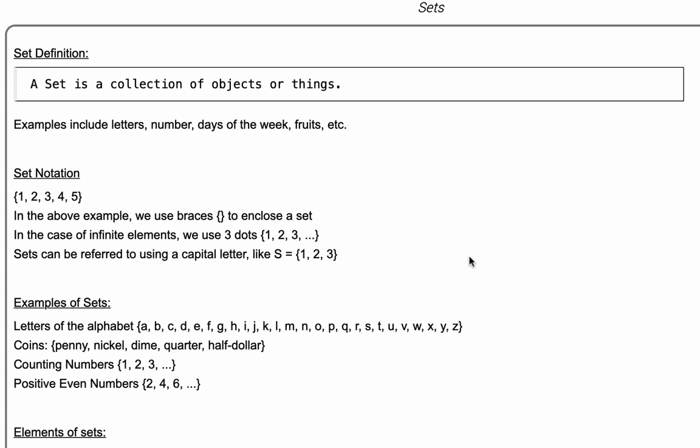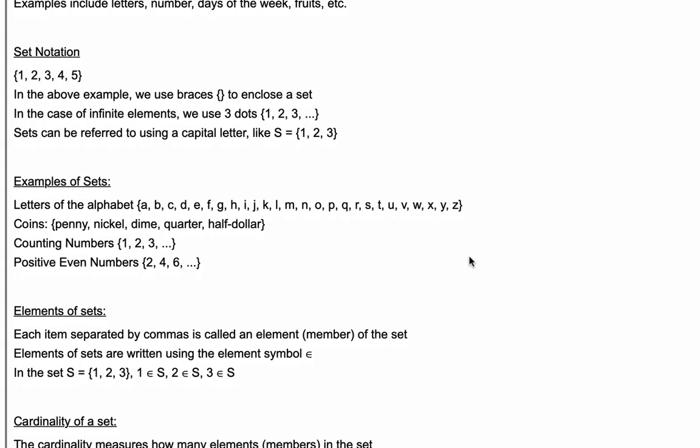Now let's talk about how to write a set, or set notation. As you can see here, I've got a set 1, 2, 3, 4, and 5. In the above example, we use braces to enclose a set. In the case of infinite elements, so if we have elements that extend to positive or negative infinity, we use 3 dots, as you see right here. Sets can also be referred to using a capital letter, such as S equals the set 1, 2, and 3.